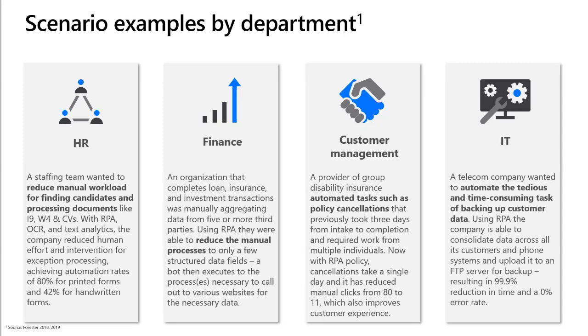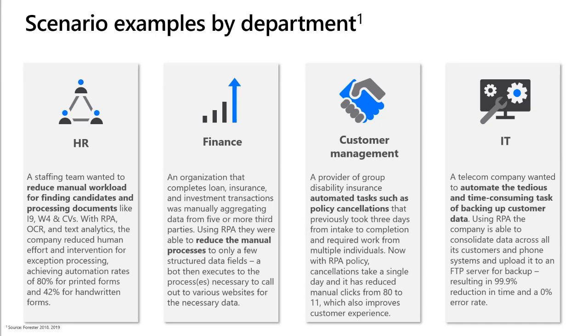In the third scenario, we have a customer management type of scenario. And for this one, a provider of group disability insurance automated tasks such as policy cancellations that previously took 3 days from intake to completion and required work from multiple individuals within the organization. Now with the RPA in place, cancellations take a single day, and it's reduced the manual clicks in the system from 80 clicks down to 11, which also helped to improve the customer experience.